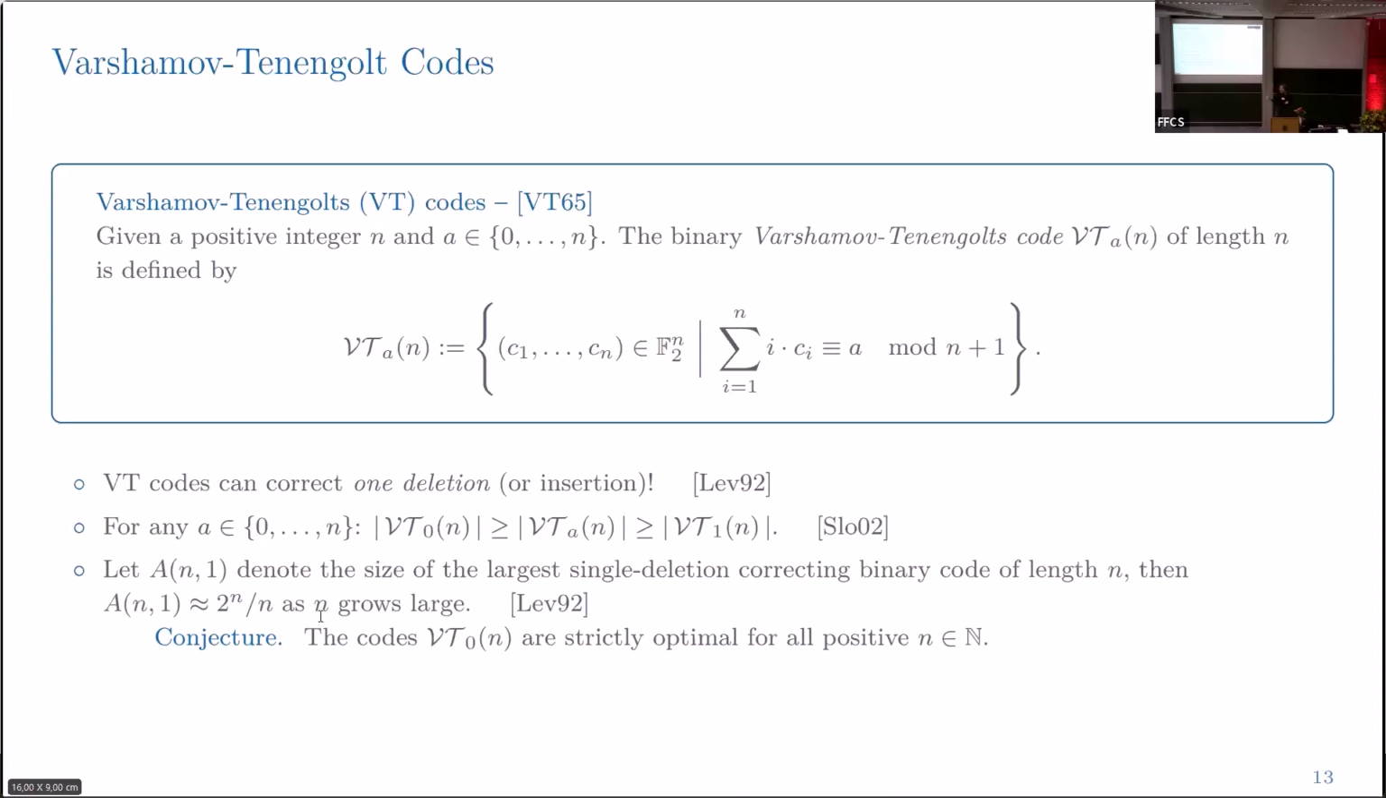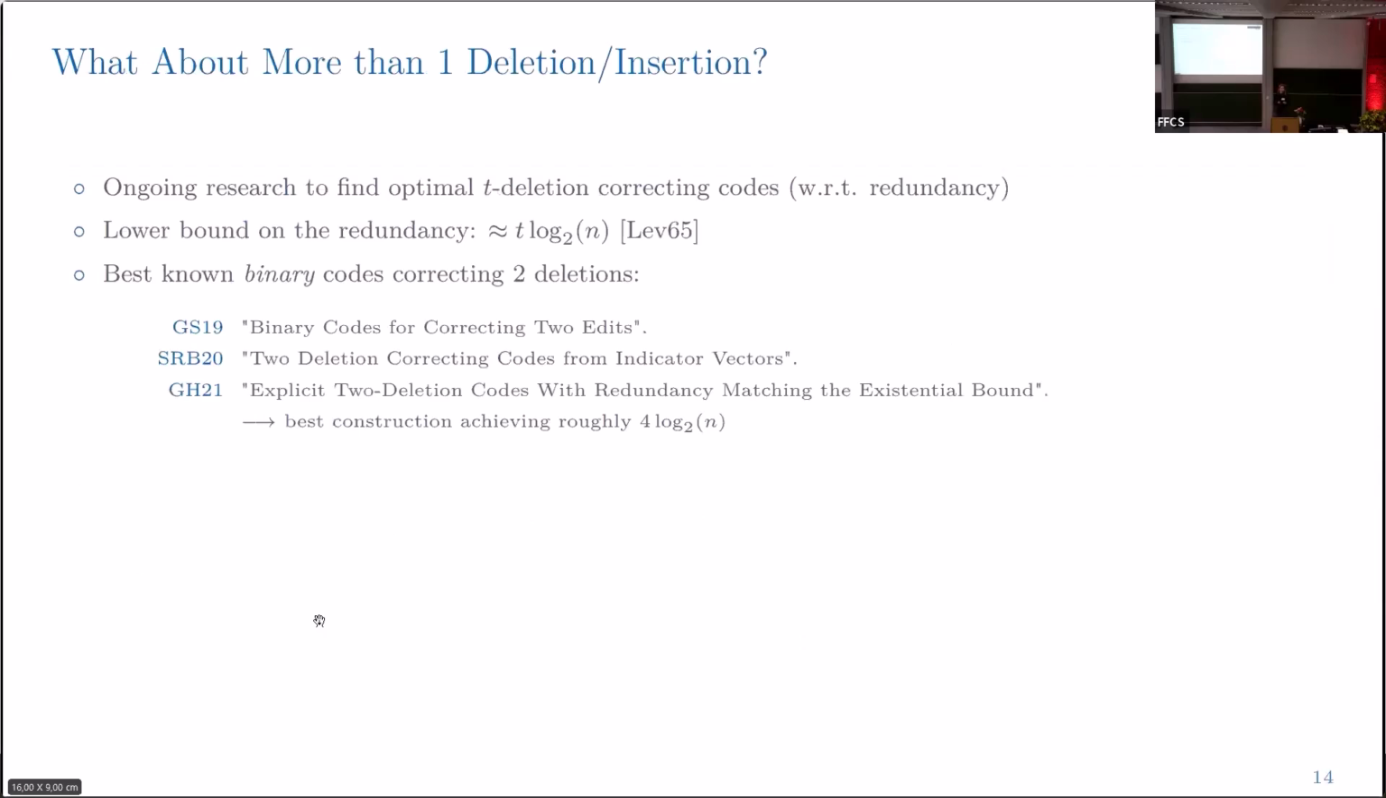So we want to construct good codes. But now you tell me, okay, one deletion is nice, but is it realistic to correct just one deletion? Probably not. So we want to correct more. What about more than one deletion? Well, there are code constructions. They are not optimal, they are suboptimal with respect to the redundancy, but there are. This is still ongoing research, so we still aim at constructing codes that can correct more than one deletion or insertion.